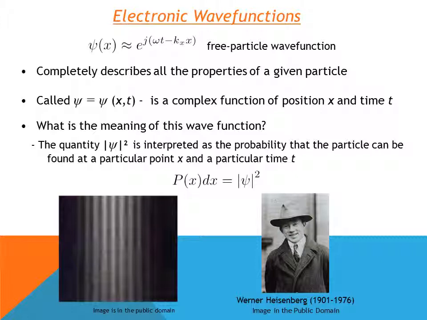Now we can see the electronic wave function. Here is the free particle's wave function. It completely describes all the properties of a given particle. And psi equals psi of x,t is called a complex function of position x and time. The quantity psi squared is interpreted as the probability that the particle can be found at a particular point x and a particular time t. Here we can see Werner Heisenberg, who was born in 1901 and died in 1976, and who described the actual electronic wave function.